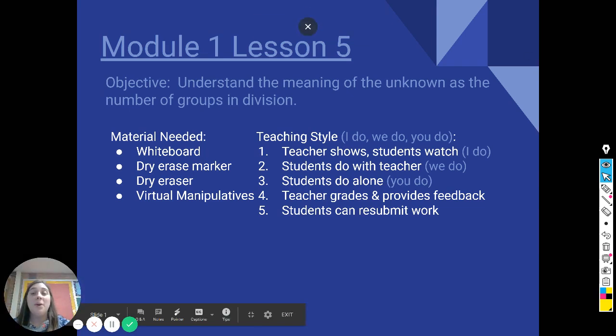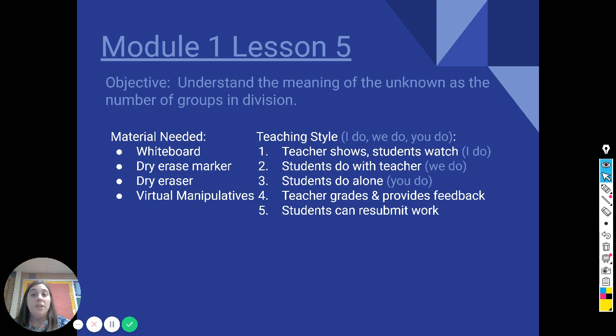Okay, so for today, we're going to be doing Module 1, Lesson 5. And our objective is to understand the meaning of the unknown as the number of groups in division. So with our last lesson, we talked about the unknown being the size of the group. Now we're going to look at the unknown as the number of groups.